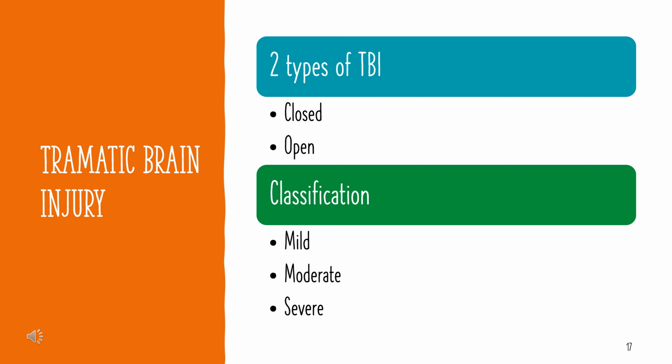Open TBIs are when there is a penetrating injury to the head, like with a gunshot wound. They are classified into mild, which is when there's a loss of consciousness for less than 30 minutes, moderate, which is a loss of consciousness for 30 minutes to 24 hours, and severe, which is a loss of consciousness for more than 24 hours.